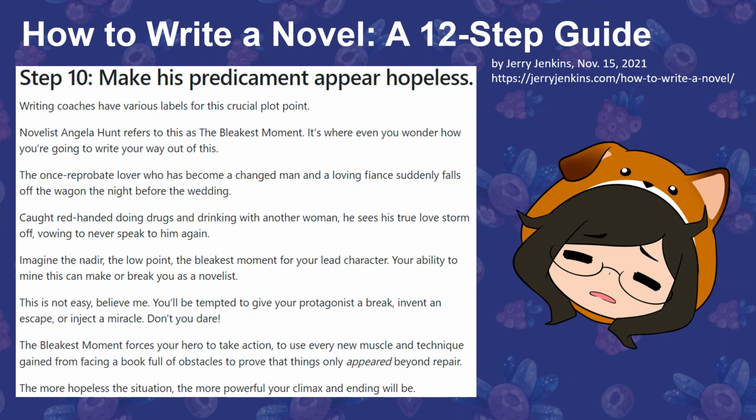Make his predicament appear hopeless. Writing coaches have various labels for this crucial plot point. Novelist Angela Hunt refers to this as the bleakest moment. It's where even you wonder how you're going to write your way out of this. The once reprobate lover who has become a changed man and a loving fiancé suddenly falls off the wagon the night before the wedding. Caught red-handed doing drugs and drinking with another woman, he sees his true love storm off, vowing to never speak to him again. Imagine the nadir. What the heck is that? The low point, the bleakest moment for your lead character.